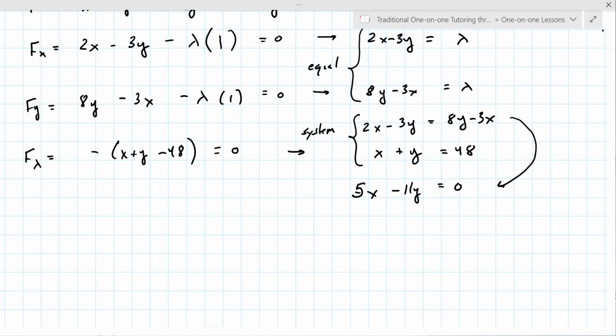Let me grab my calculator to do this fast and see if we can get an answer, hopefully I didn't miss any signs here, because that will affect the answer quite a bit. Okay, yeah, we got it. So x is 33 and y is 15. It actually worked out nicely.